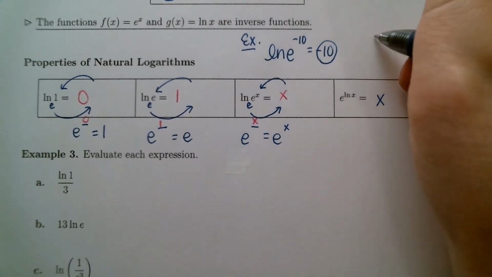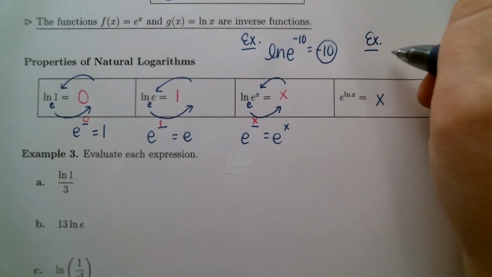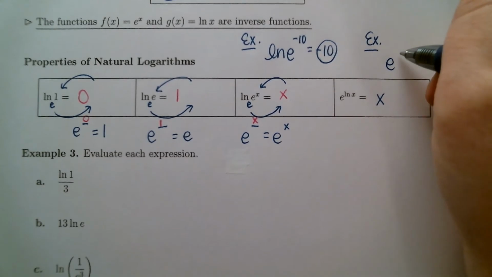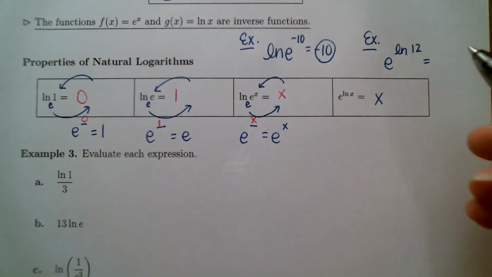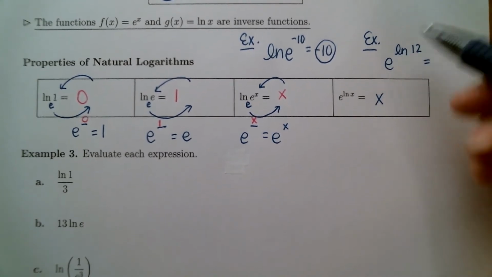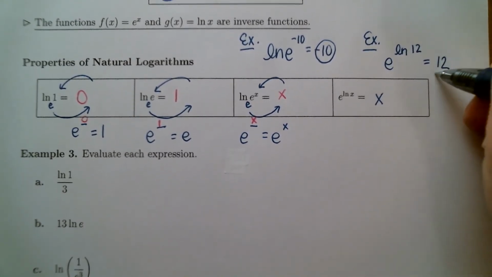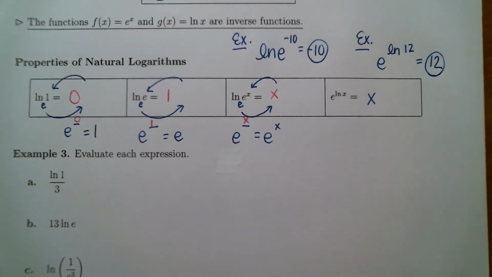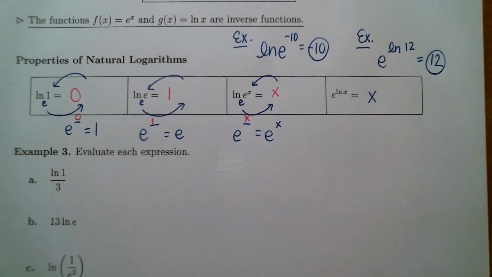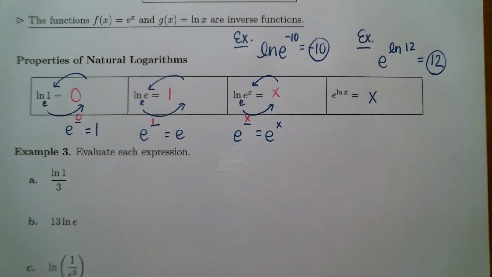So an example of this one: if I gave you e raised to the natural log of 12 power, the e and the ln are side by side. They're going to cancel, and so the answer would just be 12. And all this stuff, you could check on your calculator. You just have to use your e buttons or your ln buttons.